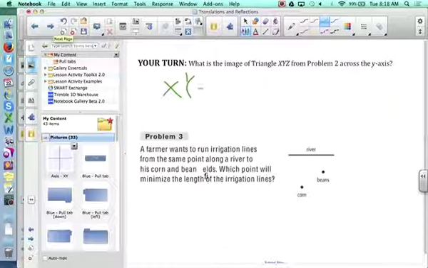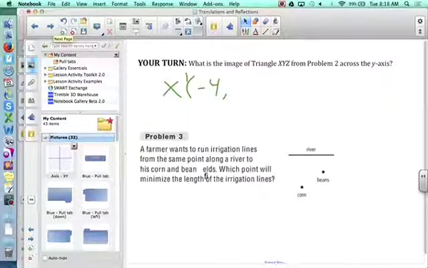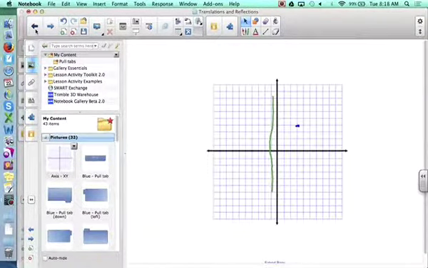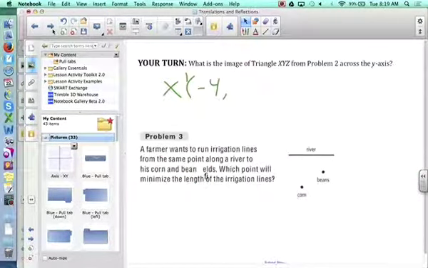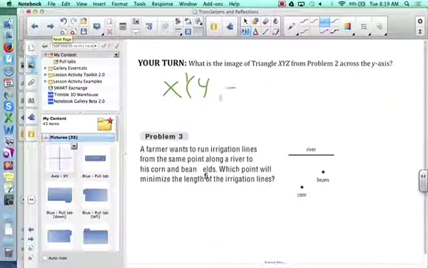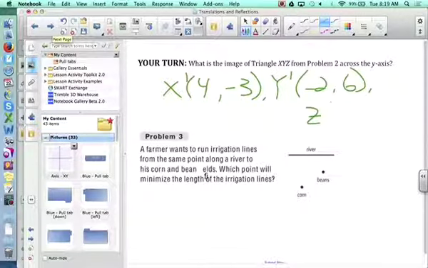So, for that your turn problem 2, what you should have had is x prime at negative 4, no. I got it backwards, didn't I? I'm sorry, I'm reading the wrong problem. I'm flipping it over the y-axis. So, x prime at 4, negative 3, y prime at negative 2, 6, and z prime at 1, negative 8.